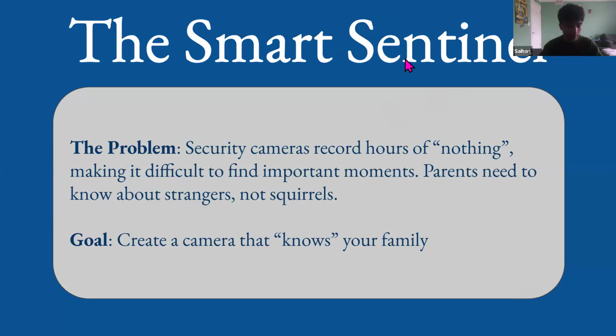Okay, so our project was the Smart Sentinel project, which is basically using the AWS services to detect images and see if they're strangers or people you know. The problem that led us to do this was that security cameras record everything, and it makes it difficult to know about important moments, like if there's someone at your doorstep. If you're home alone, your parents would need to know if someone's at the doorstep. So the goal was to create a camera that knows your family, so it could alert your parents.